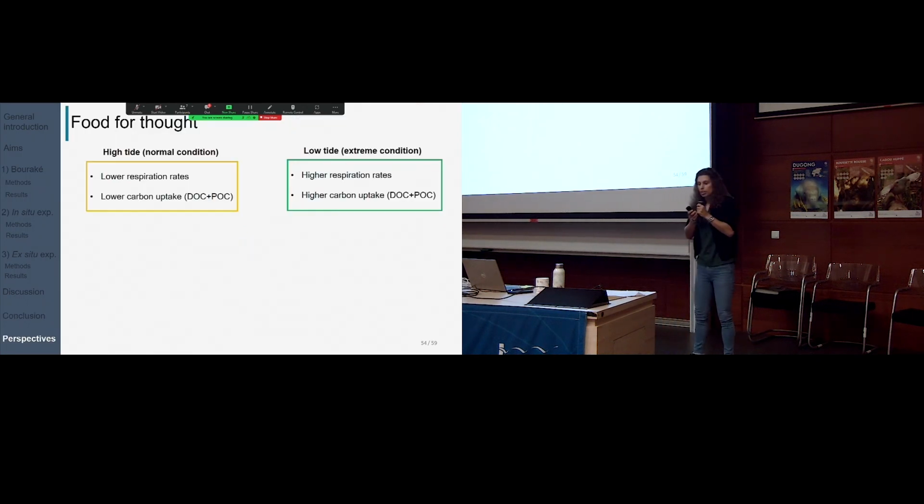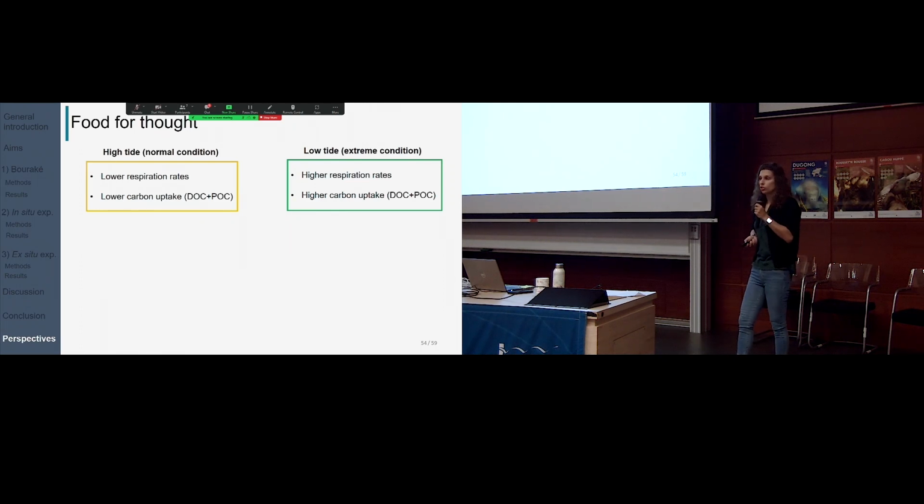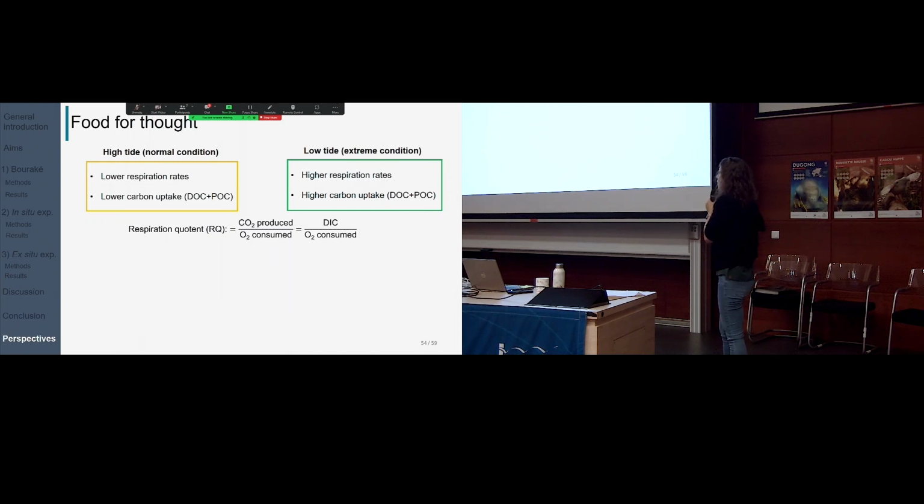So to go beyond the scope of my thesis, but try to understand the sponge metabolism, I also looked into the carbon budget in Boracay sponges. So I show you that during high tide, the sponges show a lower respiration and lower carbon uptake, and during low tide, the sponges have higher respiration and higher carbon uptake. So the carbon budget in sponges could be calculated using the respiration quotient, that is the CO2 produced by oxygen consumed, and I found an average of 1.2 during high tide and 1 during the low tide.